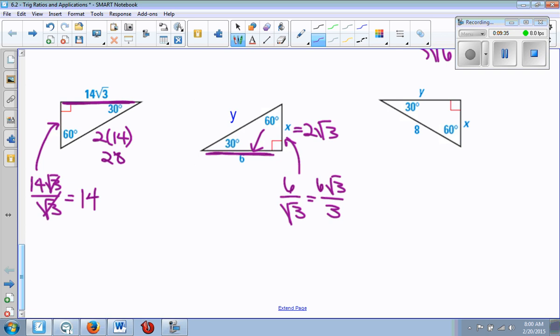Finding the hypotenuse is just doubling what I just found. So 2 root 3 doubled gives me a hypotenuse of 4 root 3.